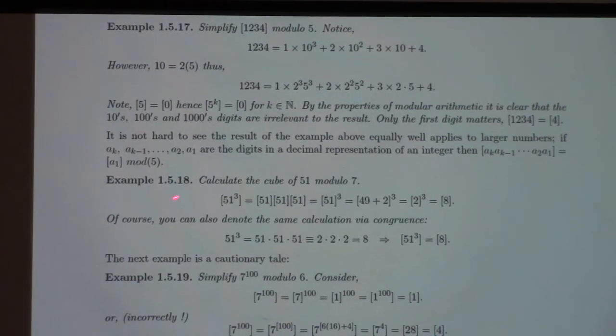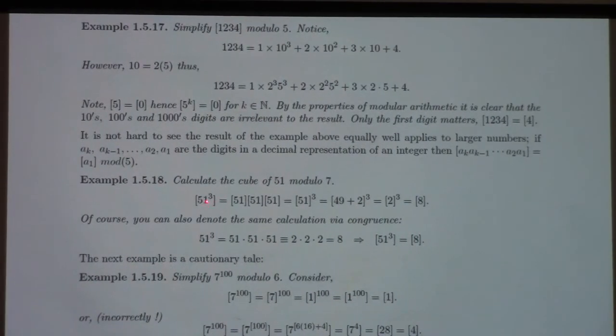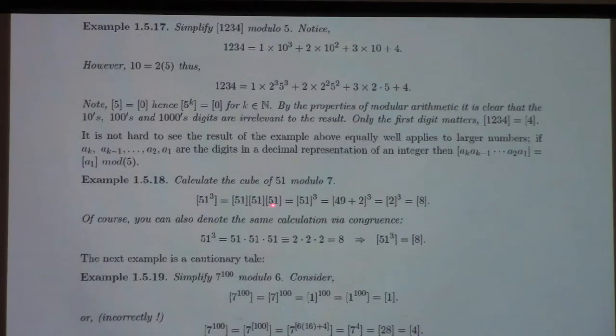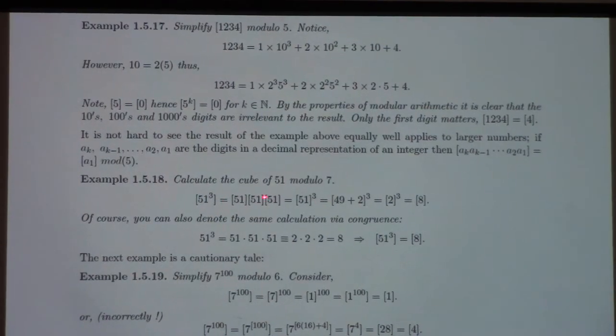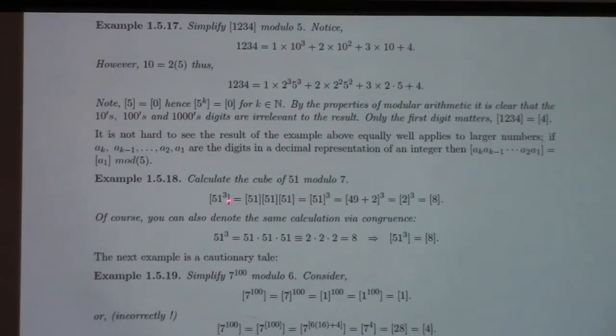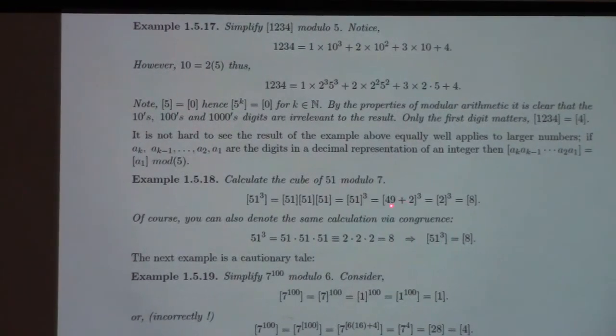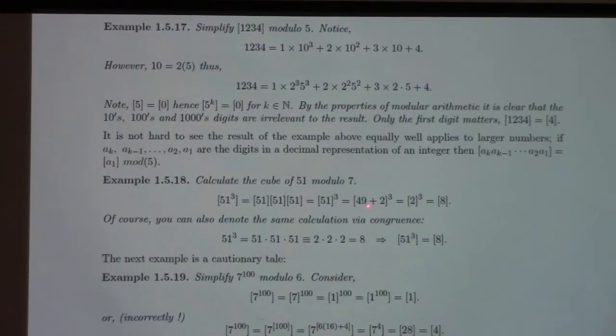All right. Here's another sample calculation. How do you calculate the cube of 57 modulo 7? So this is that. In other words, you can move the 3 outside. See how that goes? So 49 plus 2, why did I do that? Well, this is 0 mod 7, right? And so there you have it, 8.